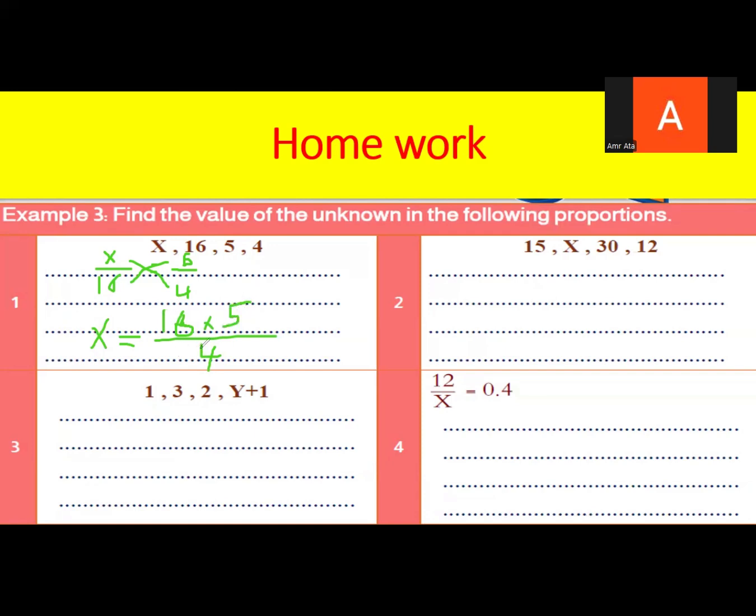Okay, we can simplify 16 and 4. 16 divided by 4 equals 4, and 4 divided by 4 equals 1. So 4 times 5 equals 20. The next one.